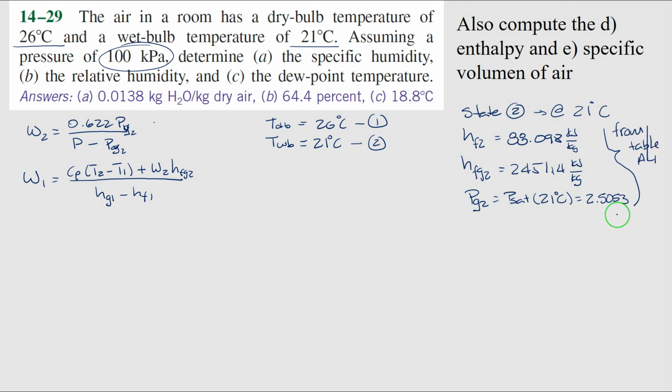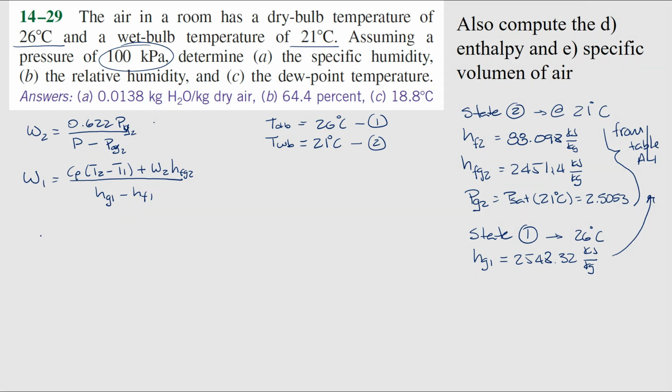We need to interpolate. For state 1, we know that this is at 26 degrees, the dry bulb temperature, and the only thing that we need is hg1. Again, this is obtained by interpolation using data from table A4.